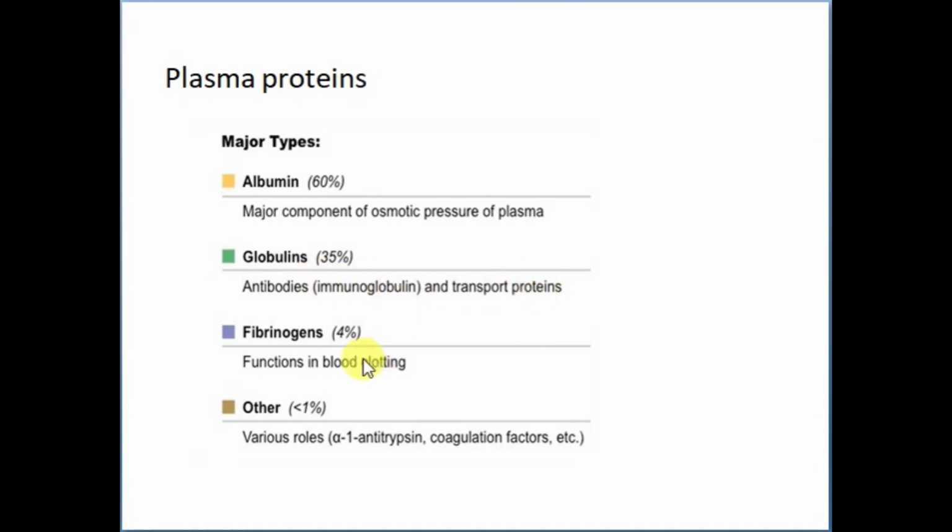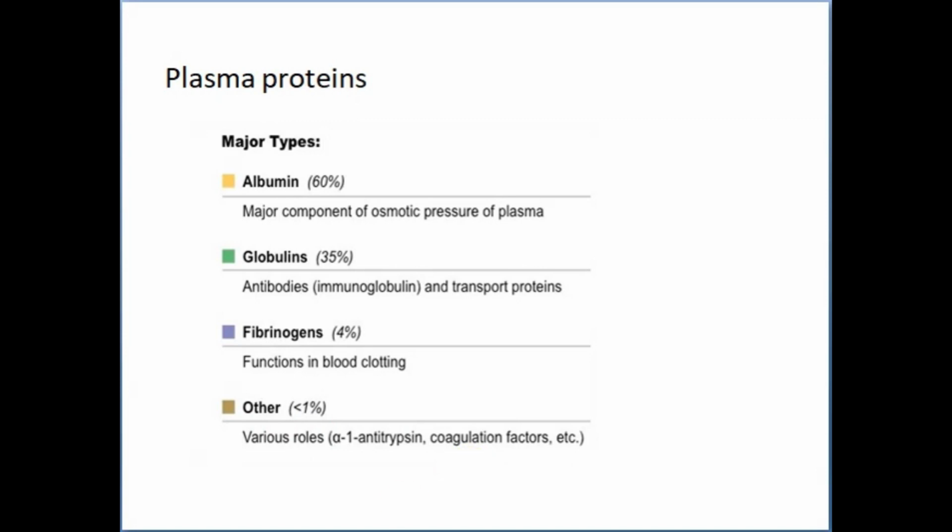Then, if we talk about fibrinogens, they are 4% in our plasma, and they function in blood clotting. We will study this clotting in our coming lessons, so stay tuned for that lesson also. And then these are some other factors that are present in our plasma.